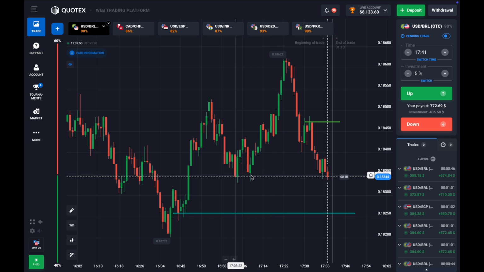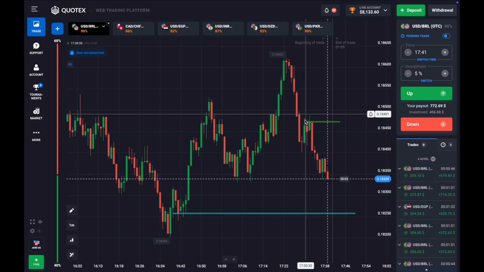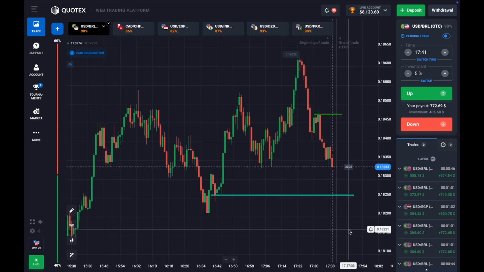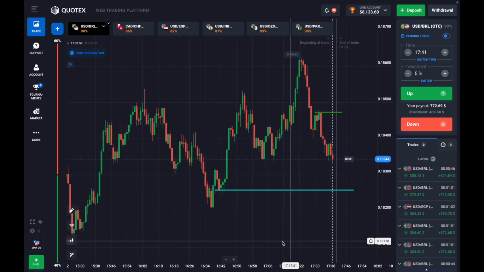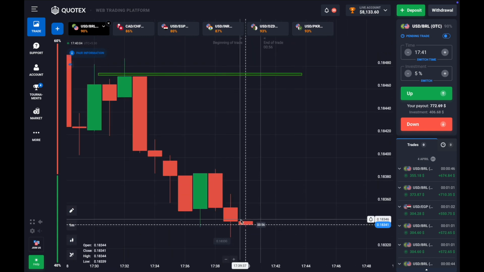Okay, this target is completed, right? So now the market can target here or here. These two are our targets. So now the target of the market has been determined. Now we only have to look at candlestick psychology.